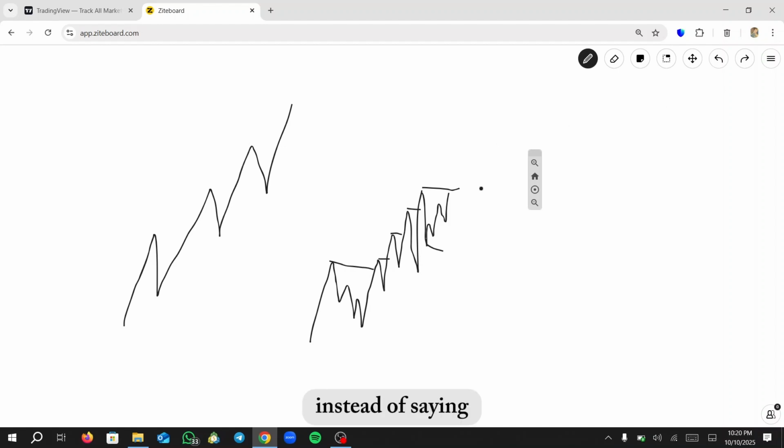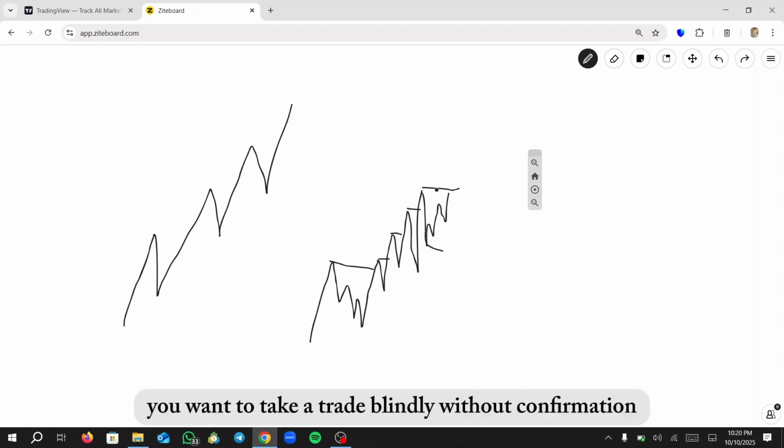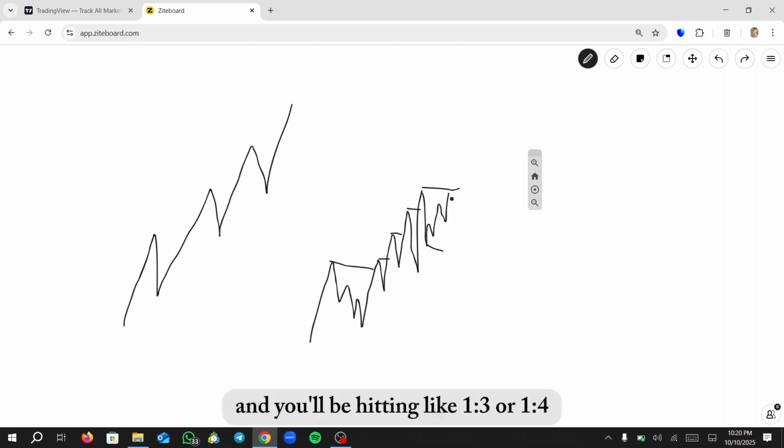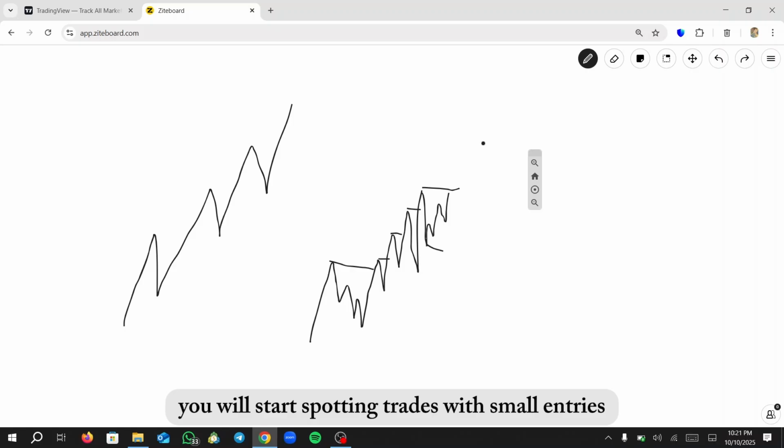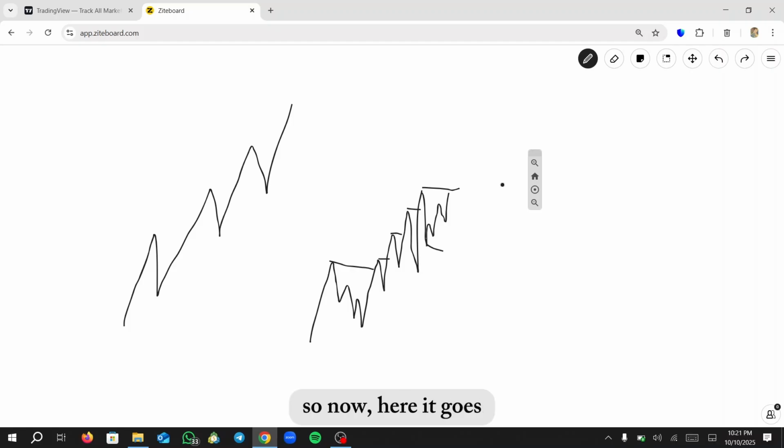Instead of taking a trade blindly without confirmation and hitting like 1:3 or 1:4, if you get to know how to use the 1 minute time frame up to the 5 minute time frame, you will start spotting trades with small entries, a small stop loss, and a high risk reward.